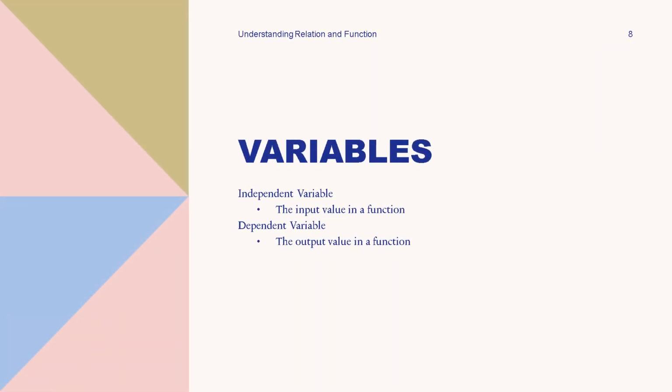Let's talk about variables. When it comes to relation and function, there are two main variables that we're using. The first one is the independent variable, which is the input value in a function. And the dependent variable is the output value in a function. In the next video, when we work with functions, we will learn how to evaluate a function. So let's continue discussing variables.